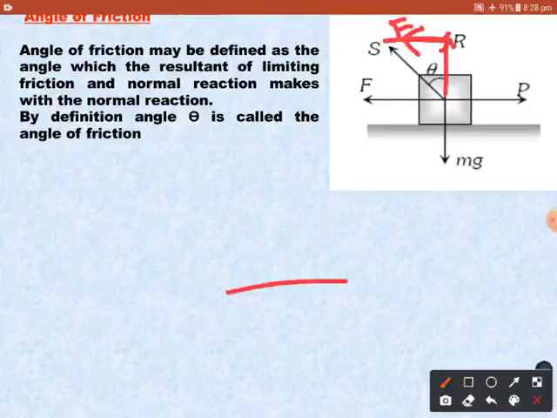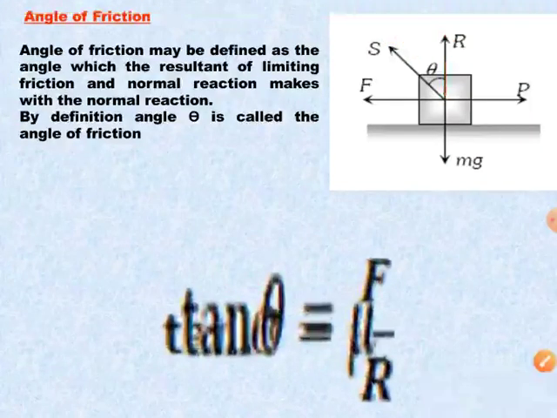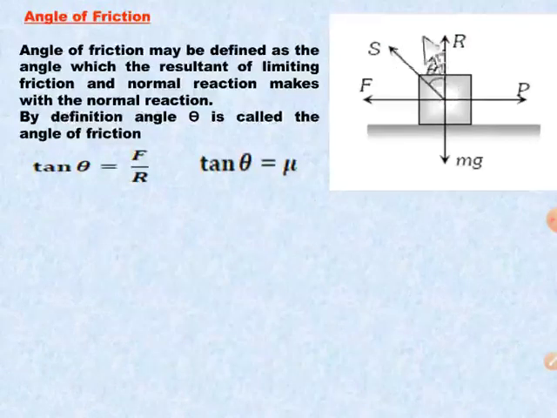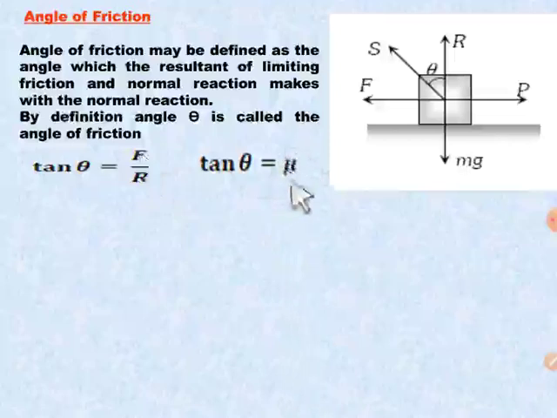That is what will be coming up in the next. Your tangent of theta will be equal to F by R. Why? Because tangent of theta means perpendicular or opposite over its base. So that is what it is having. This F by R is nothing but the coefficient of limiting friction, or static friction, you can say.